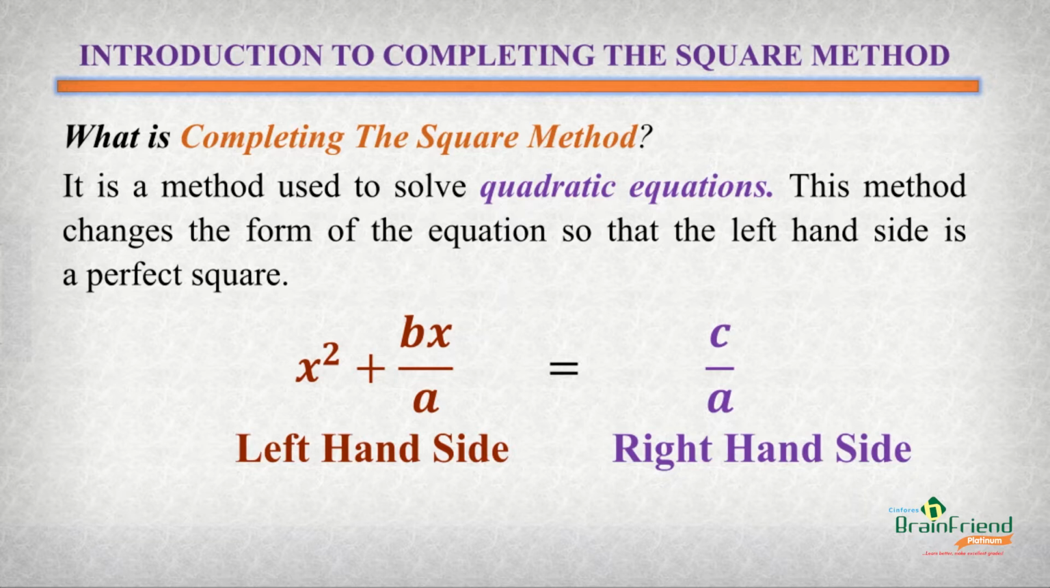Now, what does the completing the square method actually mean? The completing the square method is a method used to solve quadratic equations. This method changes the form of the equation so that the left-hand side is a perfect square. For instance, you can see that x squared plus bx over a is equal to c over a. X squared plus bx over a is the left-hand side, whereas c over a is the right-hand side.